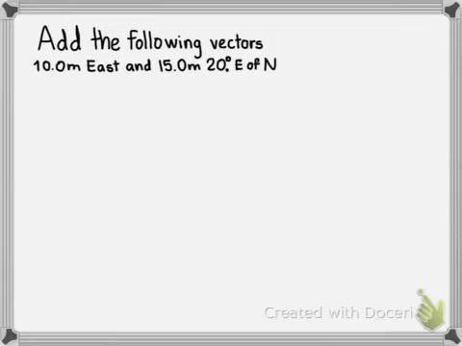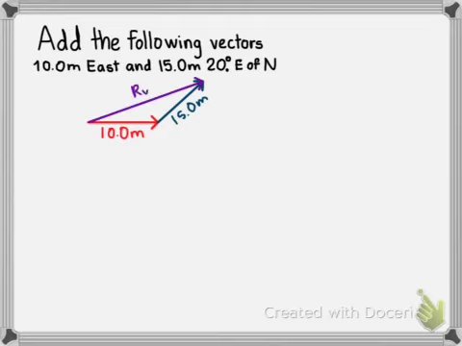So our first vector is going to be 10 meters going east and 15 meters going 20 degrees east of north, which roughly looks like this. Next, we're going to try to find RV, which is the resultant vector.